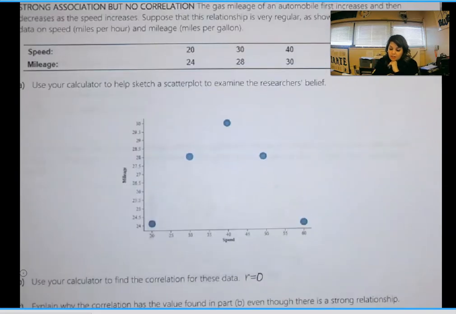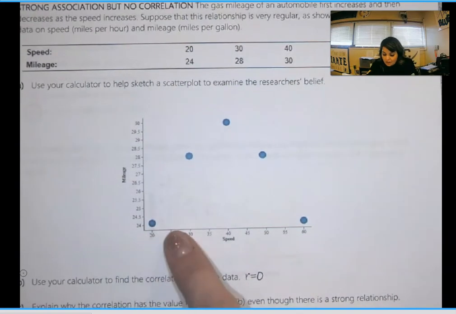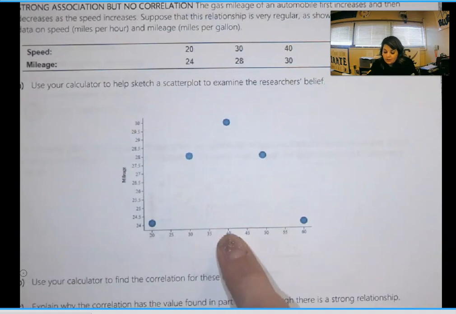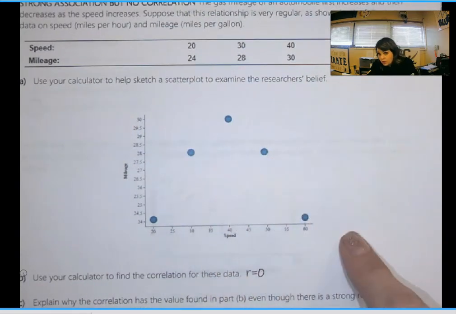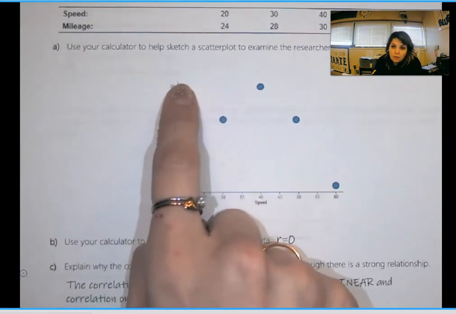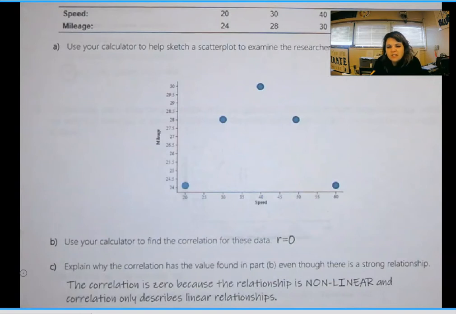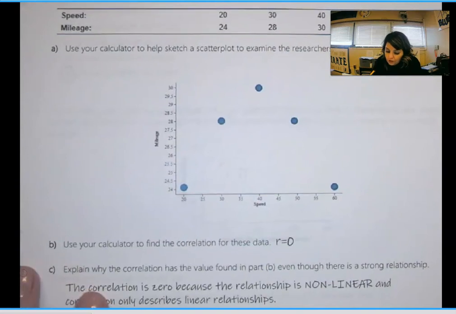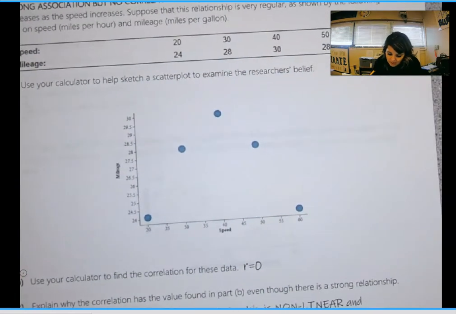The relationship is that your gas mileage gets better as you move up to 40 miles an hour, and then it gets worse once you are, I'm saying that backward. I'm glad that I caught that before I released this into the world. So let me say that again. Up here is where you want to be. So did I have it backward? The mileage of an automobile first increases and then decreases as speed increases.